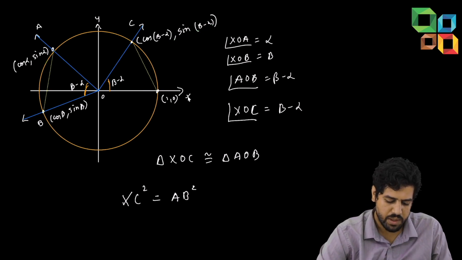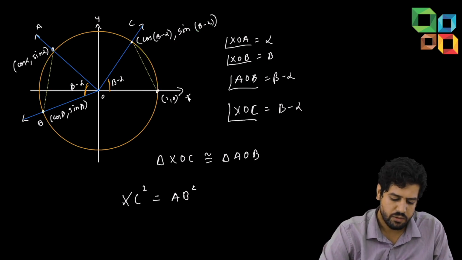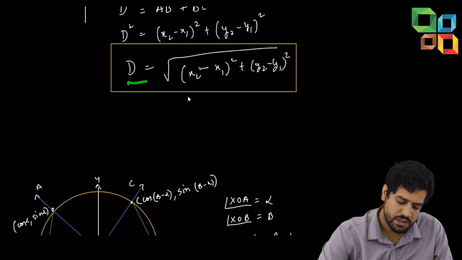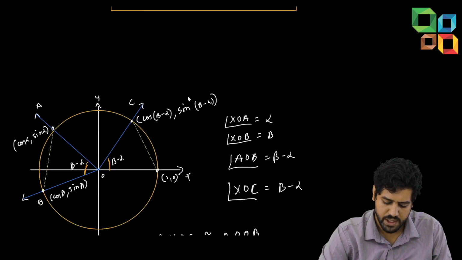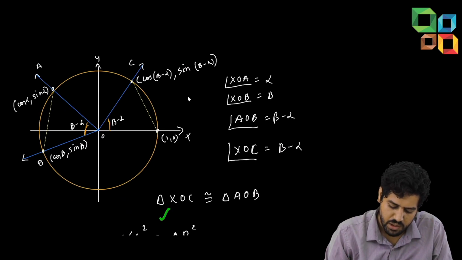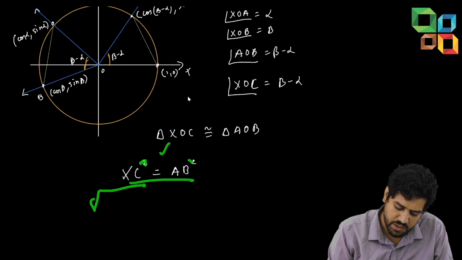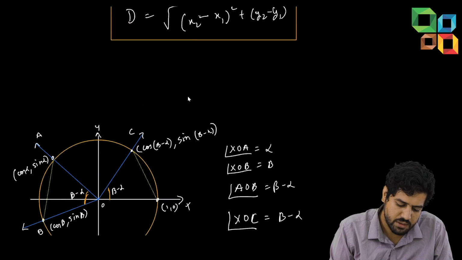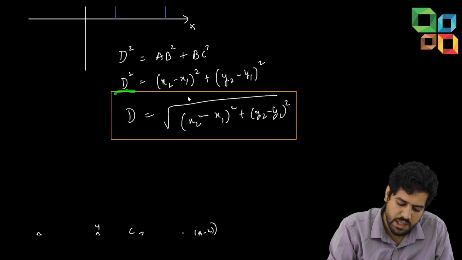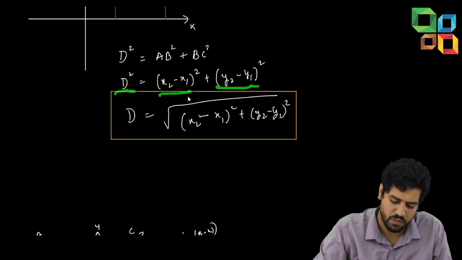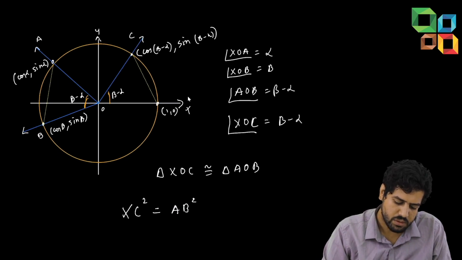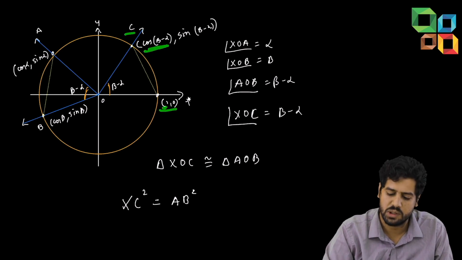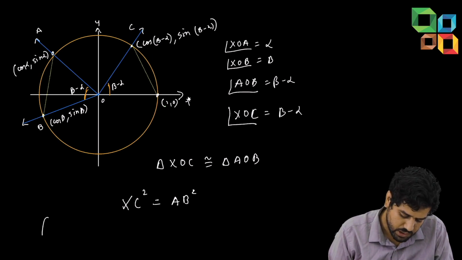Okay, so what will be XC whole square? From our distance formula, we have d square. d is equal to root of this. So why didn't I take XC is equal to AB? Because we will have root of something is equal to root of something, right? So to avoid that root, I just took d square, which is x2 minus x1 whole square plus y2 minus y1 the whole square. So XC, so in this minus this the whole square. What will it be?